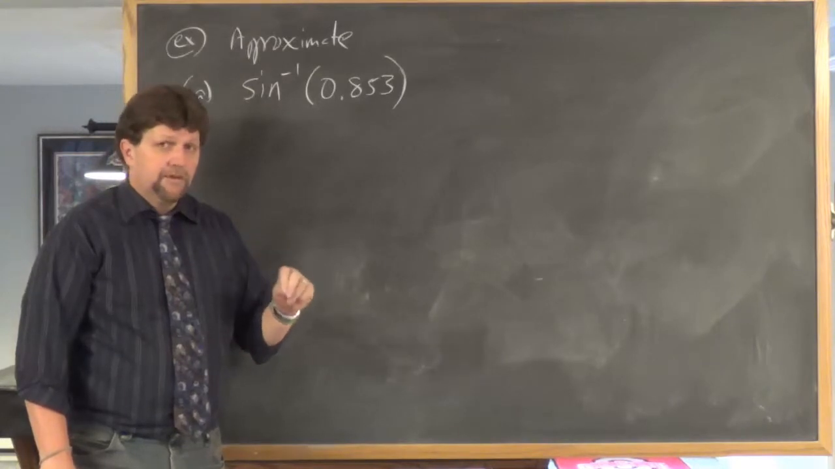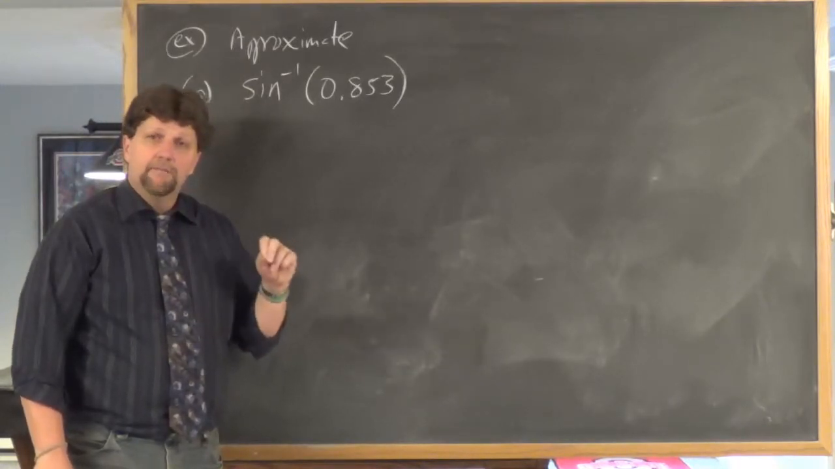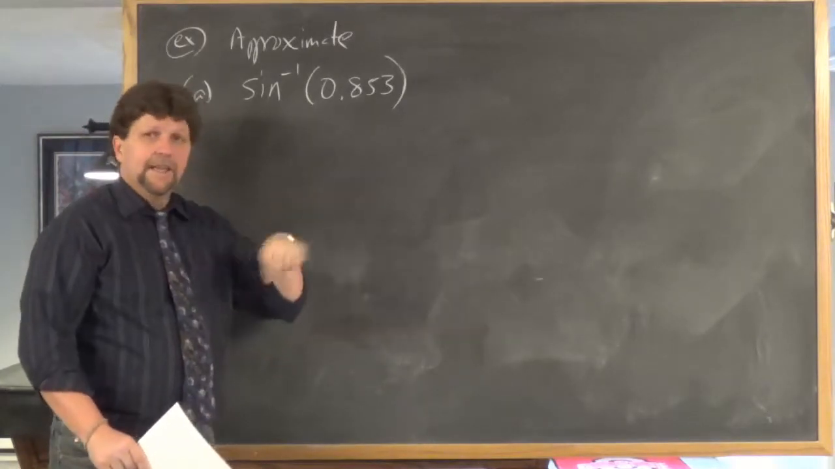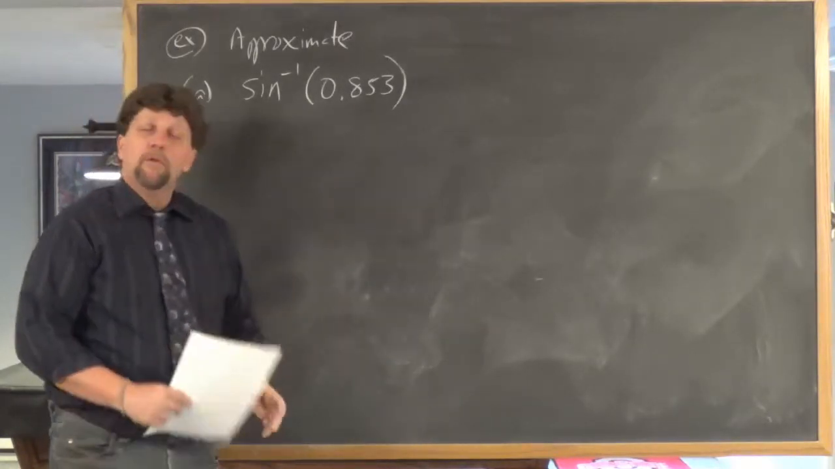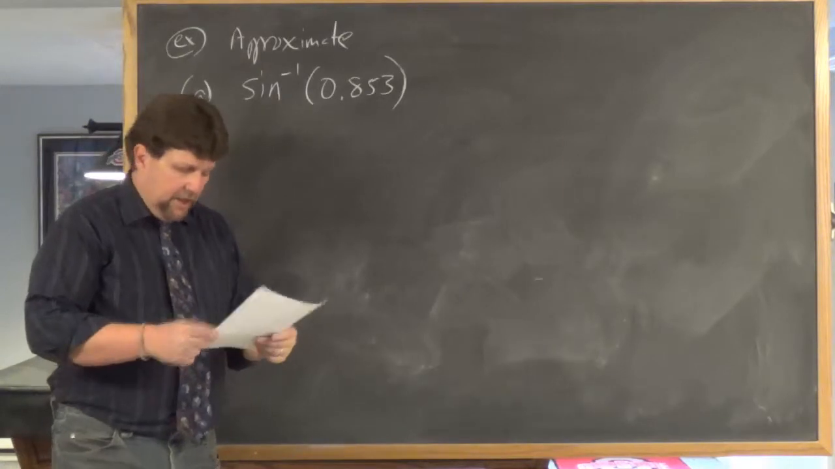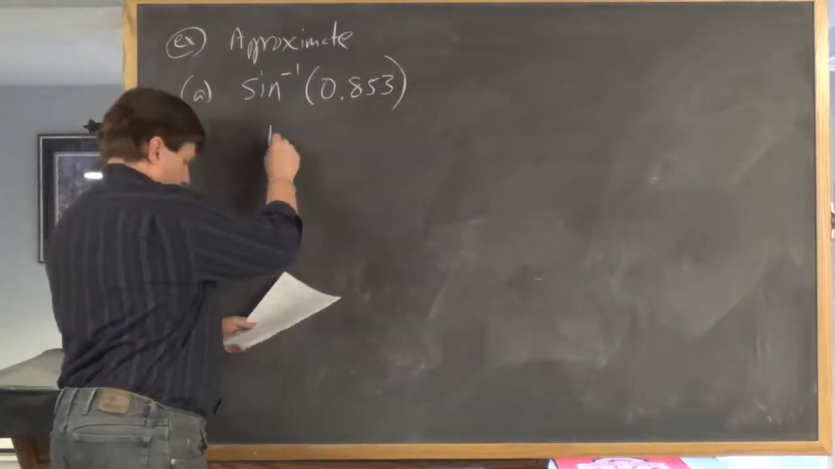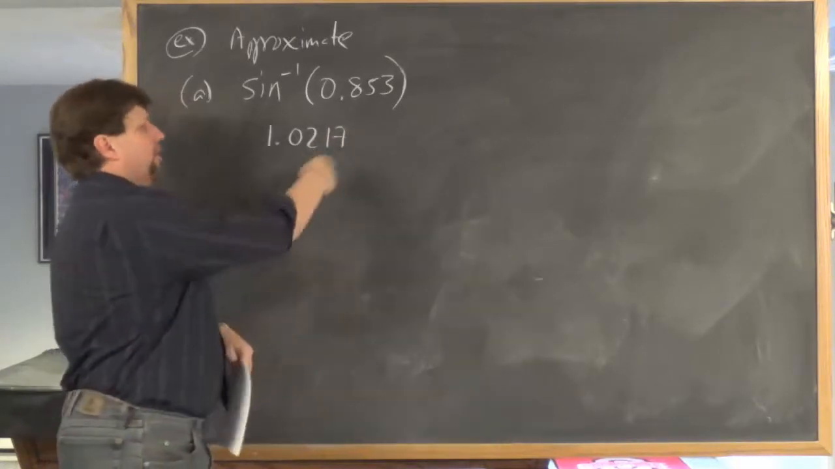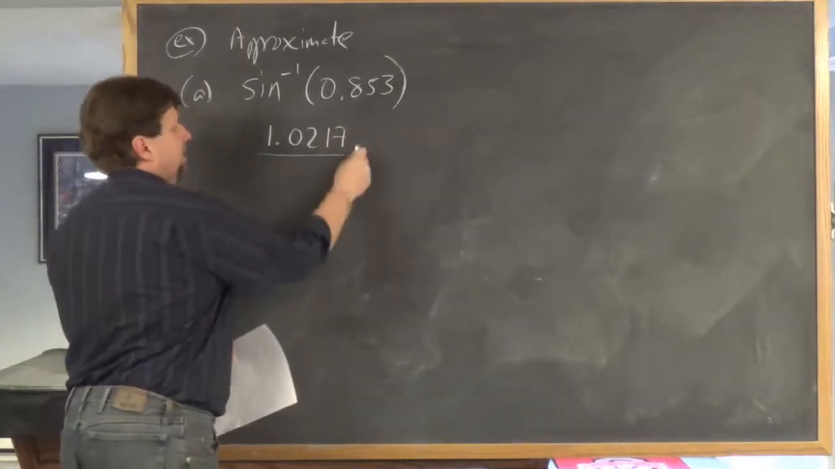Dealing with real numbers here. So your calculator's in radian mode, and if you do inverse sine, so that's like second sine, if you do inverse sine of 0.853, you should get 1.0217. 4 decimal places is plenty.